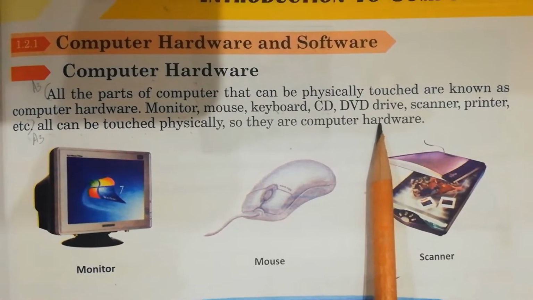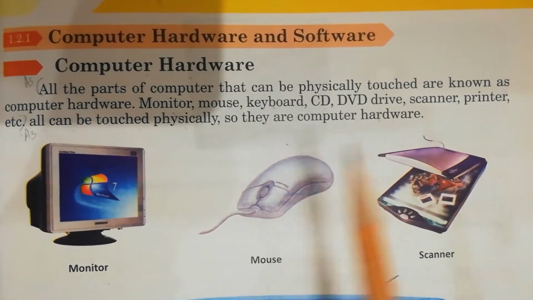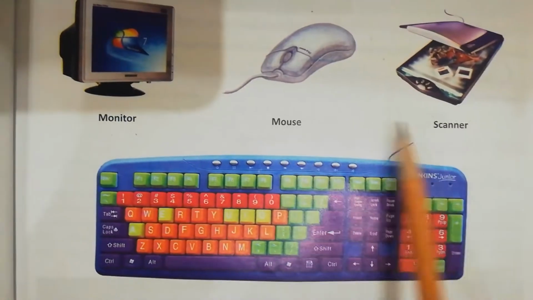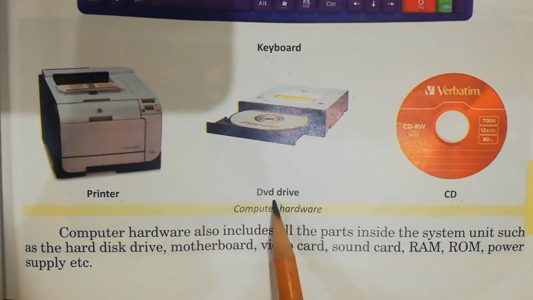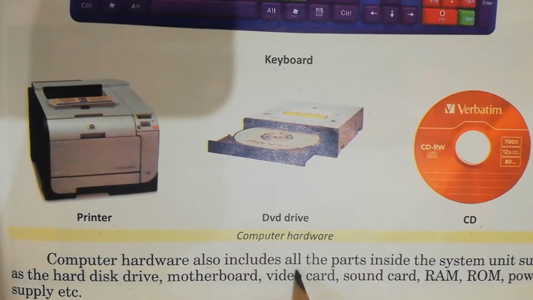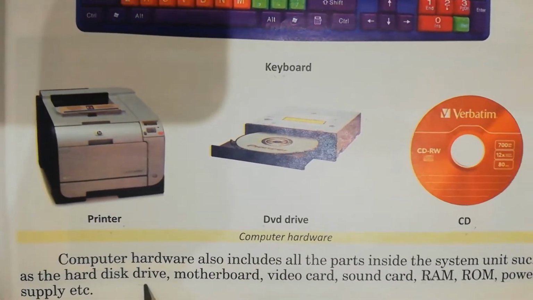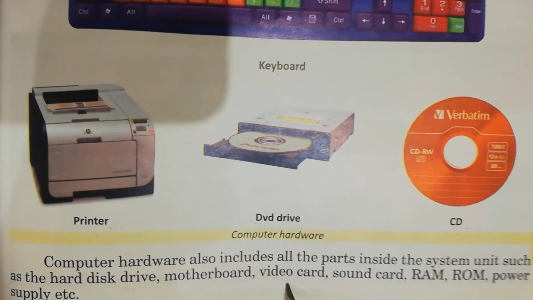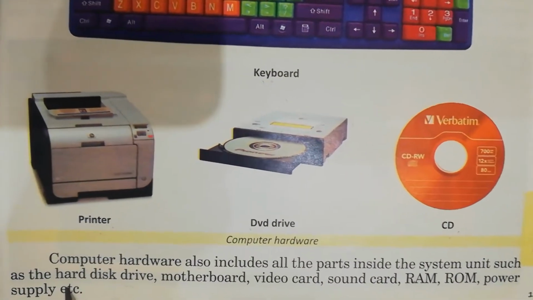There are many different kinds of hardware that can be installed inside and connected to the outside of a computer. For example, monitor, mouse, scanner, keyboard, printer, DVD drive, CD. Computer hardware also includes all the parts inside the system unit, such as the hard disk drive, motherboard, video card, sound card, RAM, ROM, and power supply, etc.